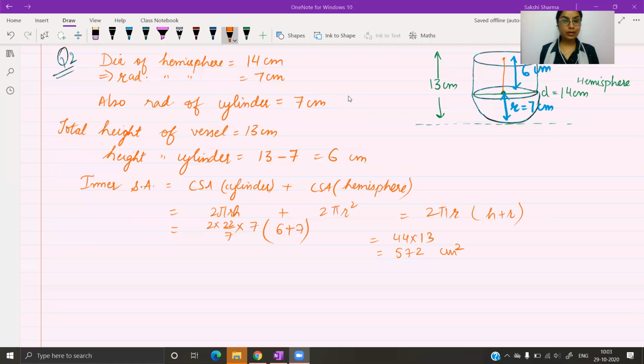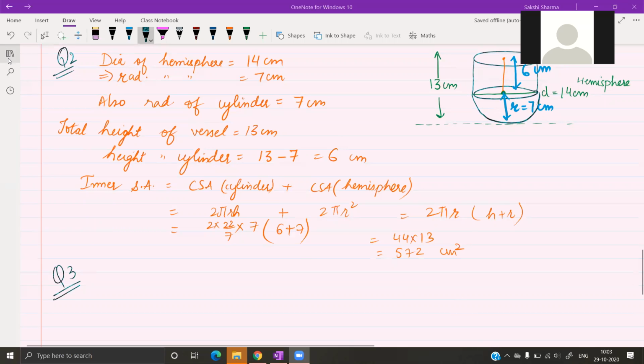Those who have done this can try the next one. Draw the figure while we wait for the students to write this down. Okay, shall we do the next question now? Yes, ma'am.